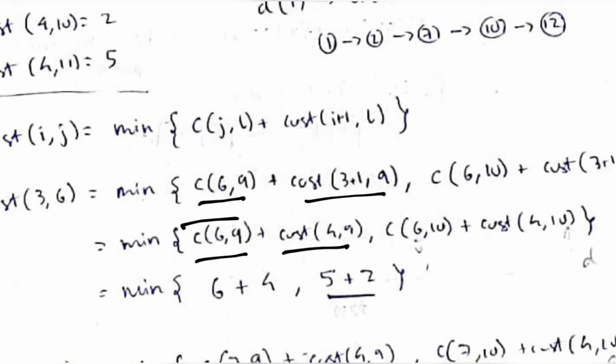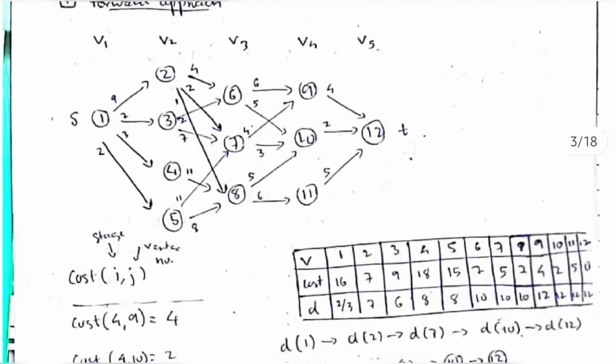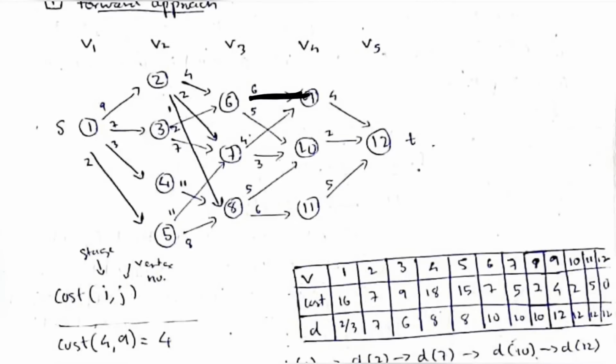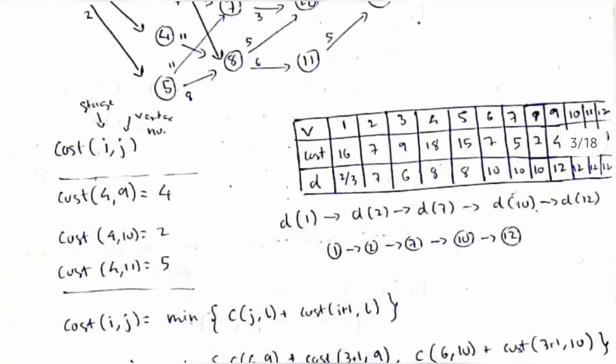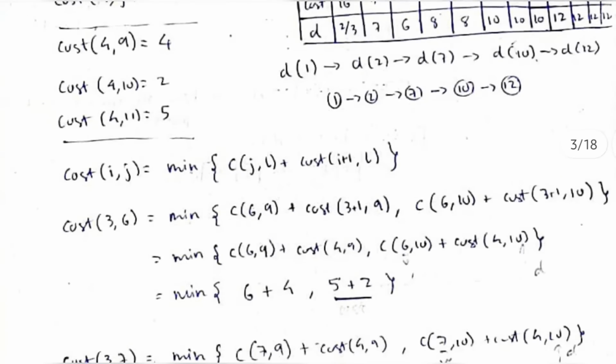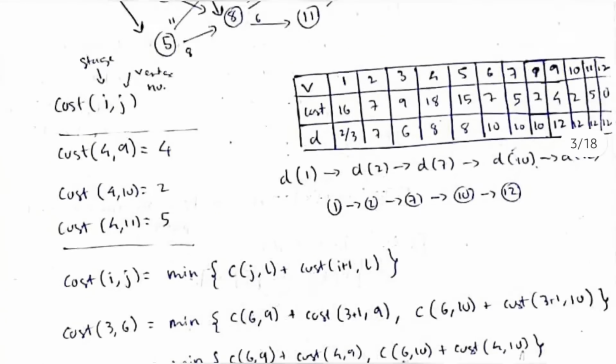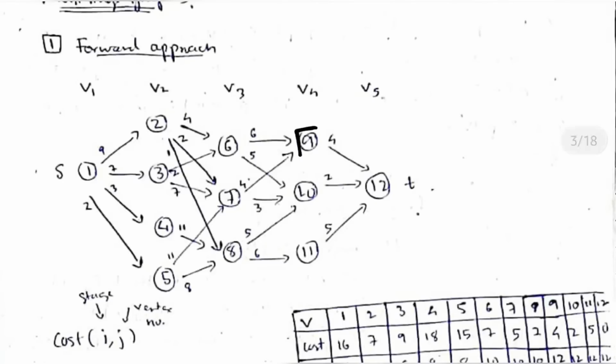Now what is C of 6 comma 9 and cost of 4 comma 9? Cost of 6 comma 9 means the edge cost. See here, this one, this is C of 6 comma 9. Okay, this one, and plus cost of 4 comma 9. Cost of 4 comma 9 means the cost of 9, from this what is the minimum cost, that we already have here, 4. Okay, so this one will be 4 plus what is the edge from this one, 6.